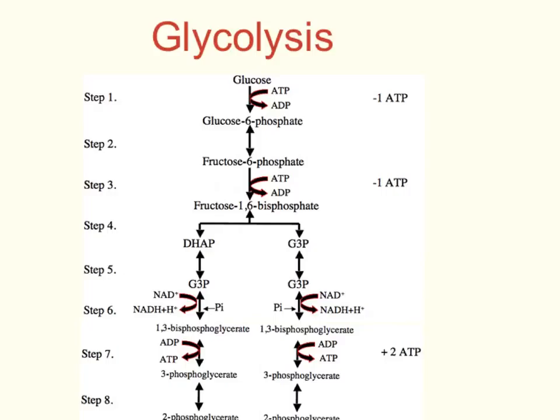For glycolysis to begin, it requires energy. This energy is produced from the hydrolyzation of two ATP molecules. A phosphate group from the first ATP is then attached to the first end of the glucose molecule, creating glucose 6-phosphate.